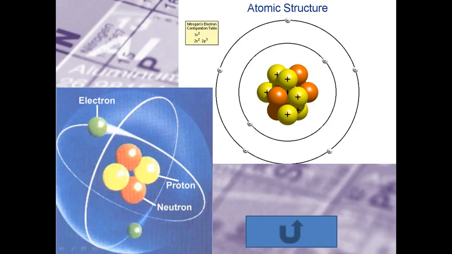And here is the picture of an atom. The positively charged particles shown here are the protons, and these neutral particles are the neutrons. And then these negative electrical particles are called the electrons, and this is an electron cloud.